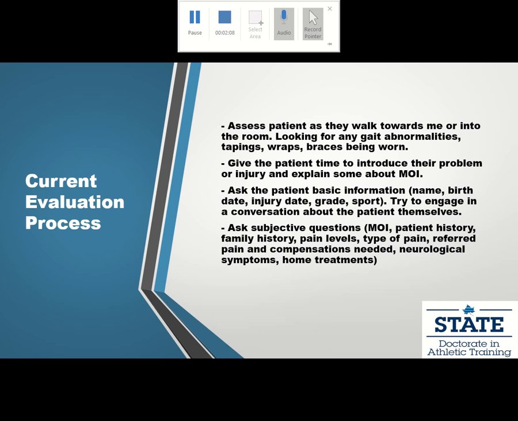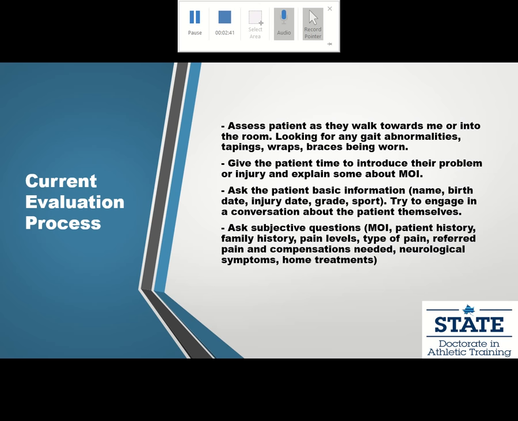The next step would be to ask subjective questions. This will start the subjective portion of the assessment. This is where questions about the specific mechanism of injury will come into play. Also included is patient history, which will not only include general medical history, but more specifically be geared towards any histories of injuries within that area that they are complaining of.